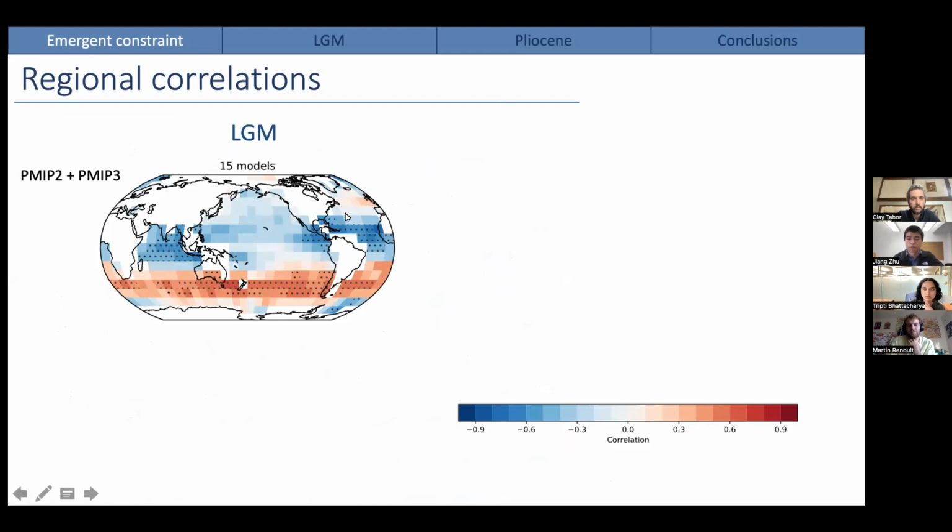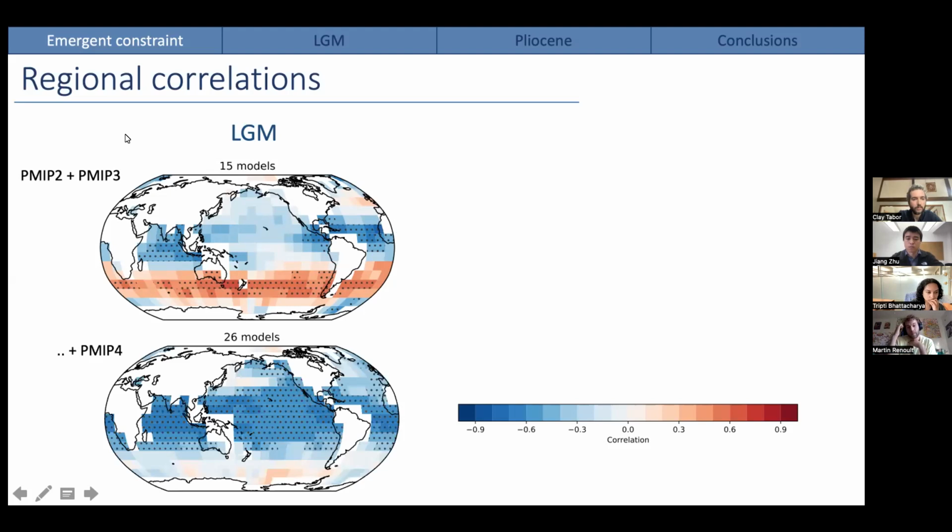There are basically limited significant negative correlation patterns in the tropics, which is what you expect. It means that the higher the climate sensitivity of the models, the colder they get. But there is also this weird, very strong positive pattern in the Southern Ocean, which is unexpected and is going to bias your results. Fortunately, it gets better when you include the more recent models of PMIP4, and then the correlation gets more extended into the subtropics. But I will show later that it's actually also biased, because this result only comes from a single model, which acts as an outlier.